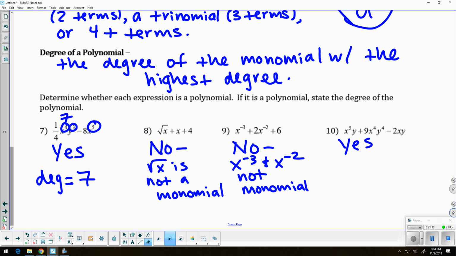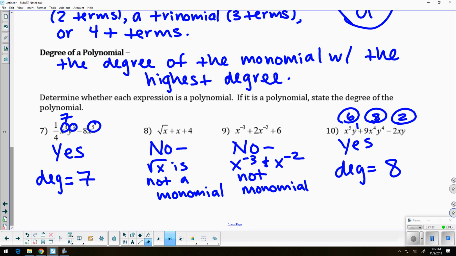But now what's the degree? So again, you want to add the exponents of each monomial. So if you add 5 and 1, that gives you 6. And then 4 and 4, that gives you 8. The last one would be 2. So as far as the degree goes for this one, again, the highest degree would have to be 8. And that's the degree of the entire polynomial.